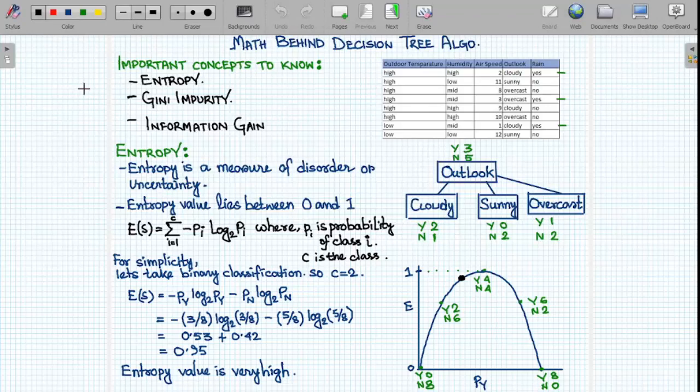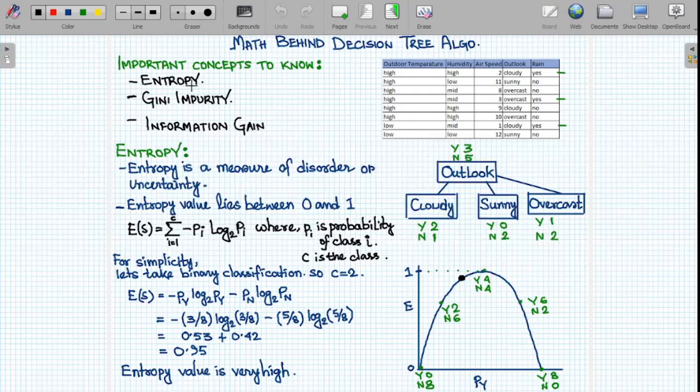Hey everyone, in our previous session, we discussed the decision tree algorithm in machine learning. We have seen how we can utilize the decision tree algorithm in order to solve the classification problem. This session is dedicated to understanding the math behind the decision tree algorithm. In this session, we will understand a few important concepts and the mathematics for those concepts.